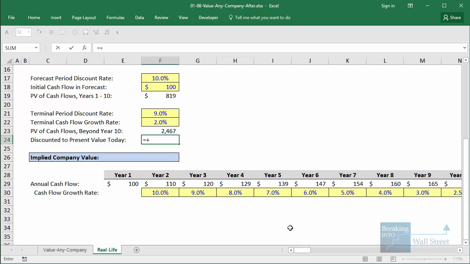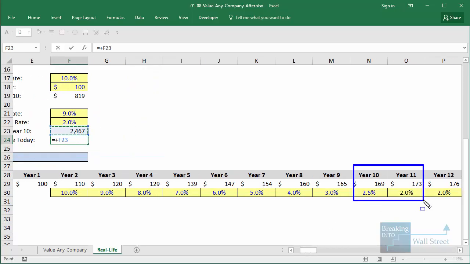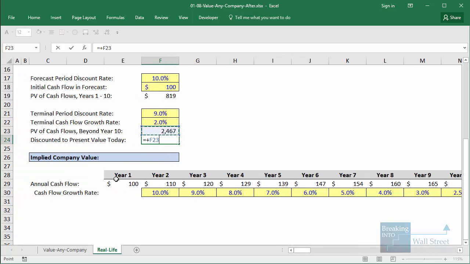Now we have to discount this value to present value today because this number is the present value as of the end of year 10 or the beginning of year 11. But we want to figure out what the company's worth today all the way back in year 0, right before year 1 even begins. So we discount this based on 1 plus the discount rate of 10%. We're using 10% because that's the rate that applies in the first 10 years. We raise it to the power of 10 and we get our discounted value like that.